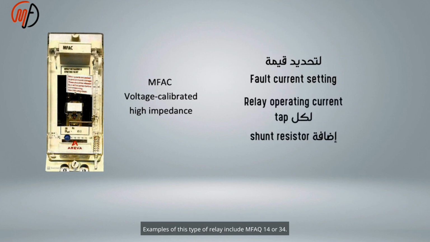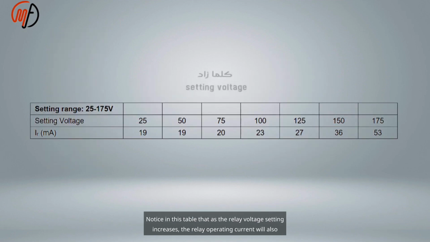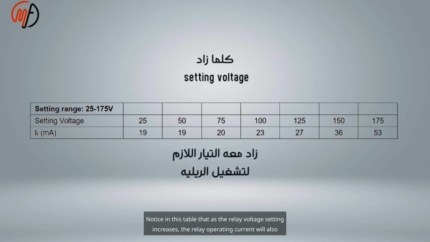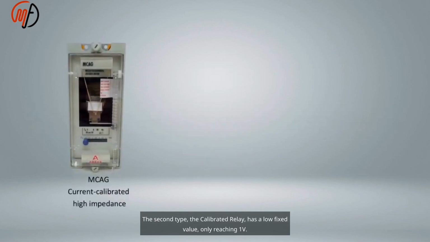Examples of this type of relay include MFAQ 14 or 34. Notice in this table that as the relay voltage setting increases, the relay operating current will also increase. The second type, the calibrated relay, has a low fixed value, only reaching 1 V. A high resistor is added in series with the relay coil, the stabilizing resistor, to form a high impedance relay.